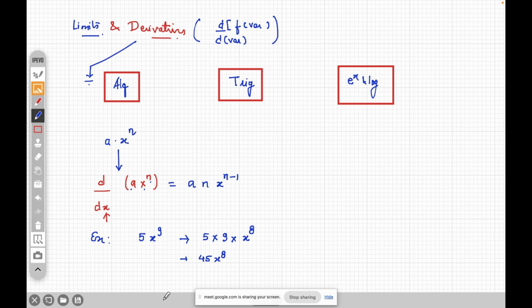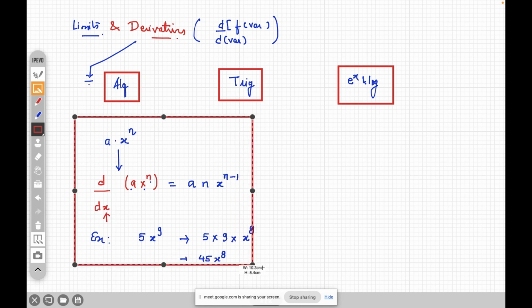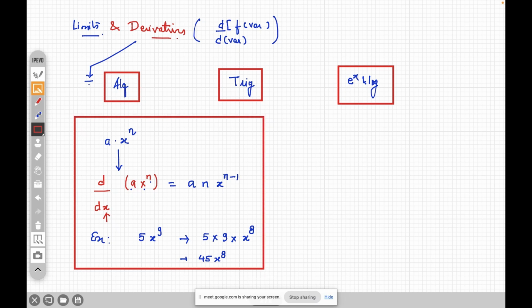Are we clear? Yes. Everyone, shabash. So, please tell me, for 2 x to the power 3, what will be the differentiation? 6x square, sir. Very well. So 2 remains as it is, 3 comes forward, x to the power 2. Answer is 6x square. Very good.